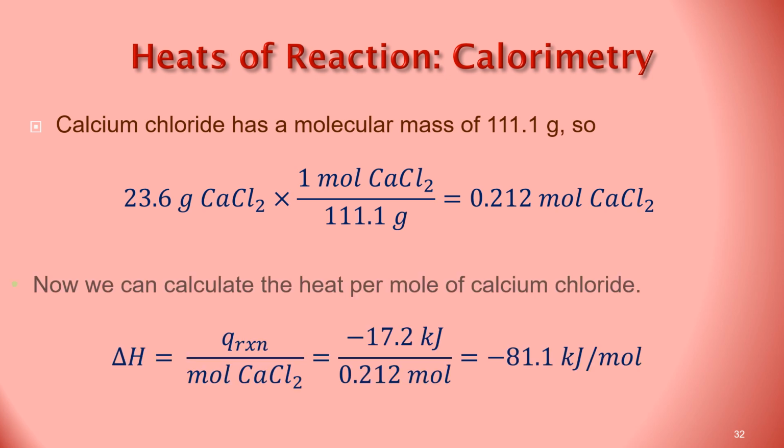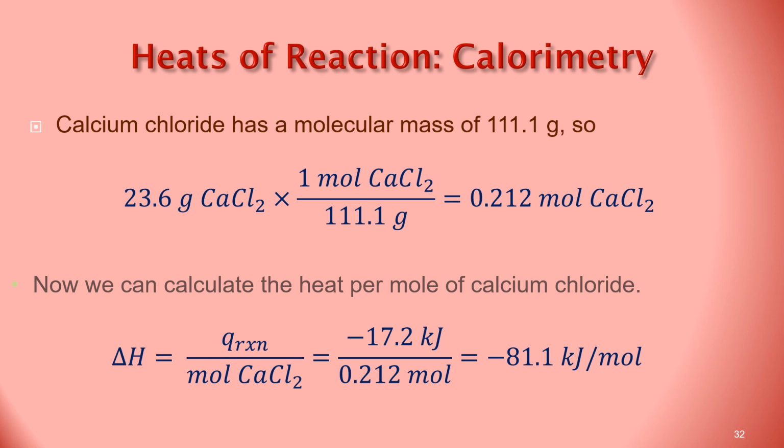So if we divide the heat of the reaction by the number of moles, we end up getting the heat per mole, which is something we need to do to be able to compare between reactions. If someone else came along and put a different amount of calcium chloride in, they wouldn't get the same total value because it's an extensive property. If you put more calcium chloride in, you would expect more heat given out.